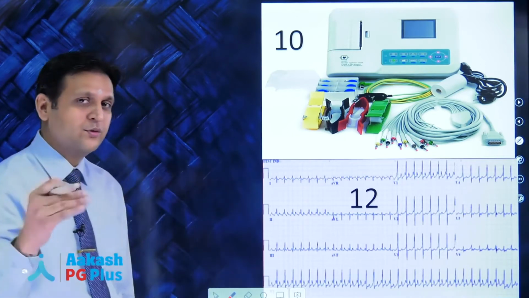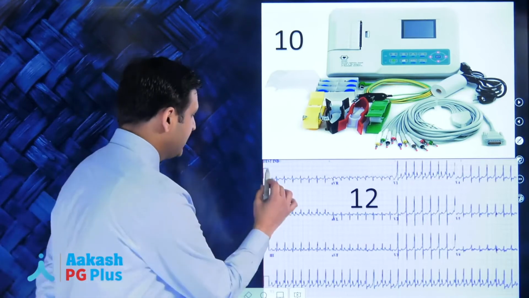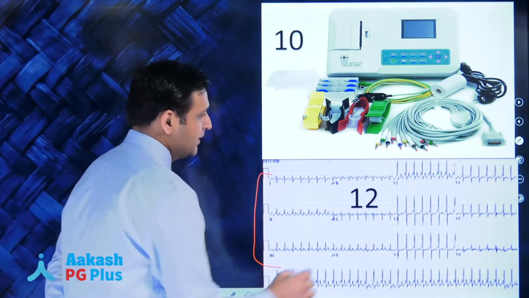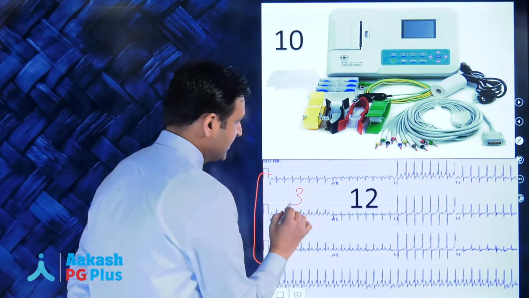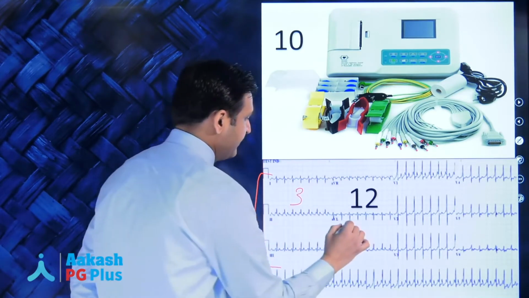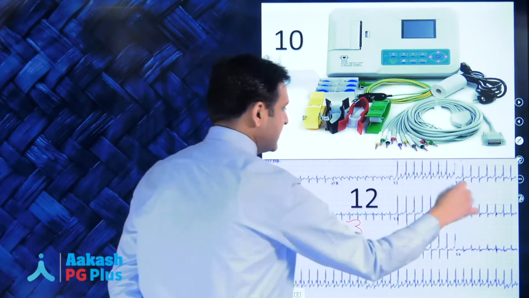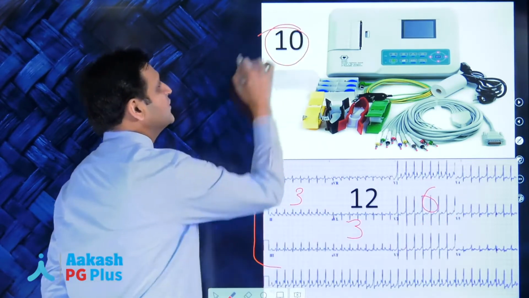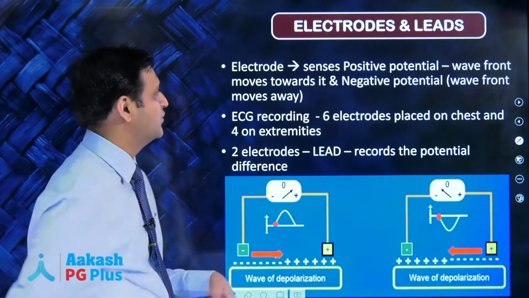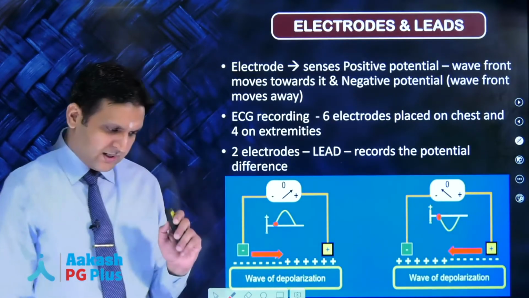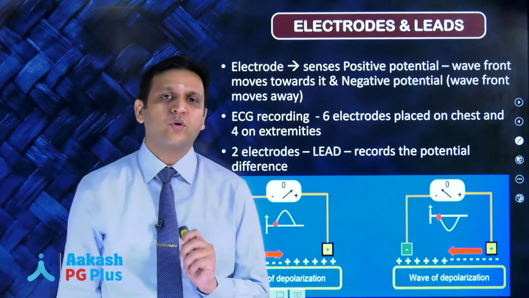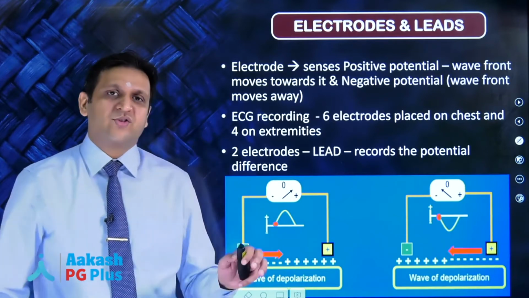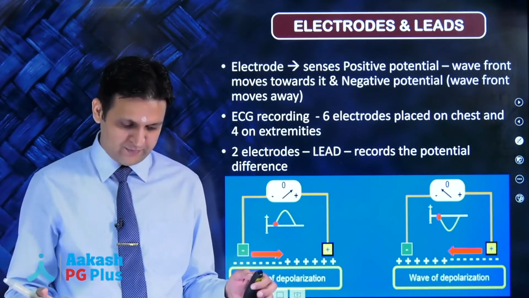Fine. If you have gone through all the standard leads, there are 3 limb leads, 1, 2, 3, then there is V1, 2. So, there are 3 leads here, then AVR, AVL, AVF, 3 here, and then 6 chest leads. So, that's 12, although we have only 10 electrodes. So, we will try and answer this question too. Fine. So, the basics to understand before we move on to understanding the ECG is electrodes. So, what are these electrodes?